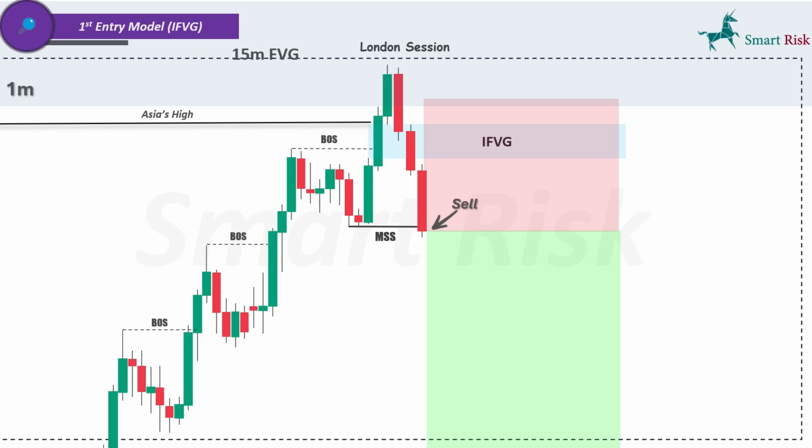loss placed above the most recent swing high. Option 2. Place a sell limit order at the lowest point of the newly formed IFVG and wait for price to retrace into the zone and activate your entry.